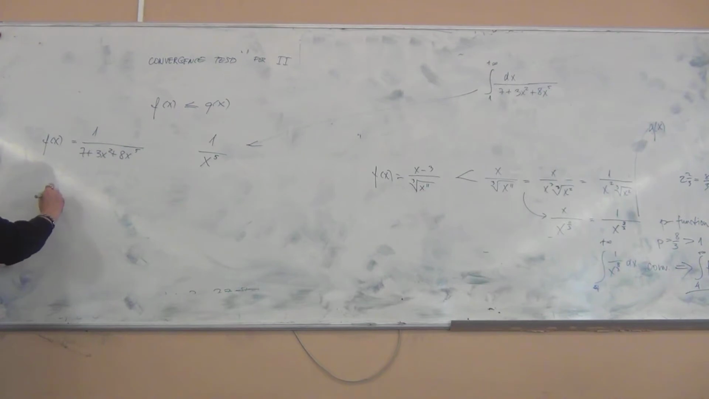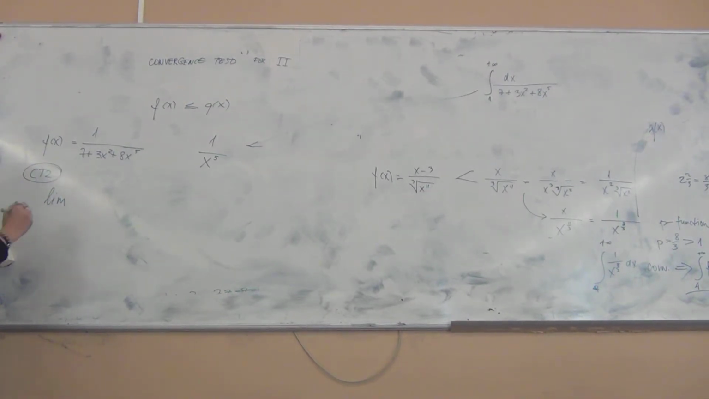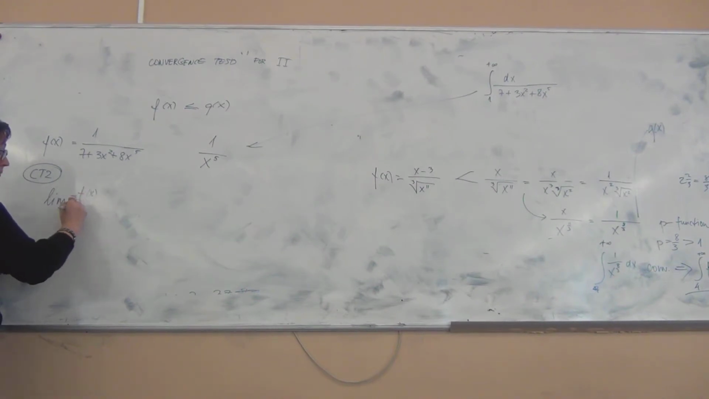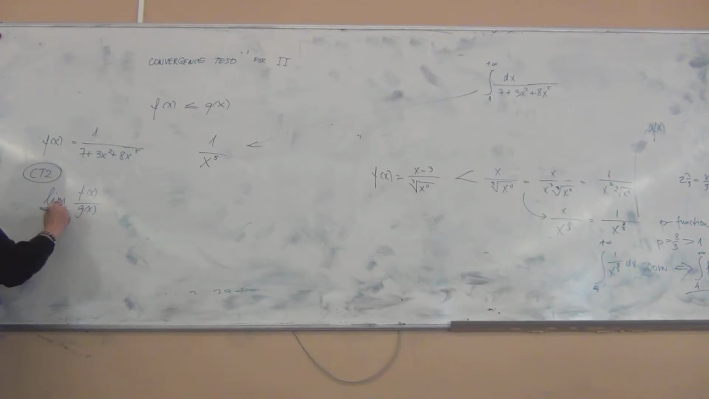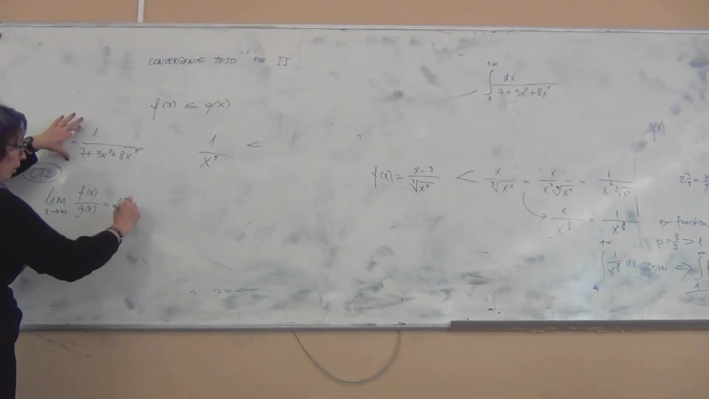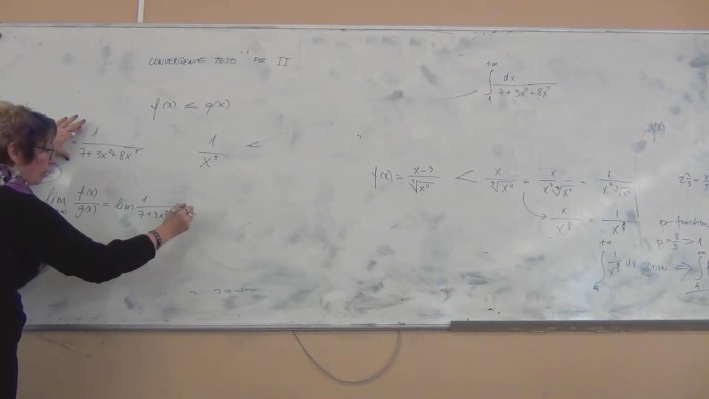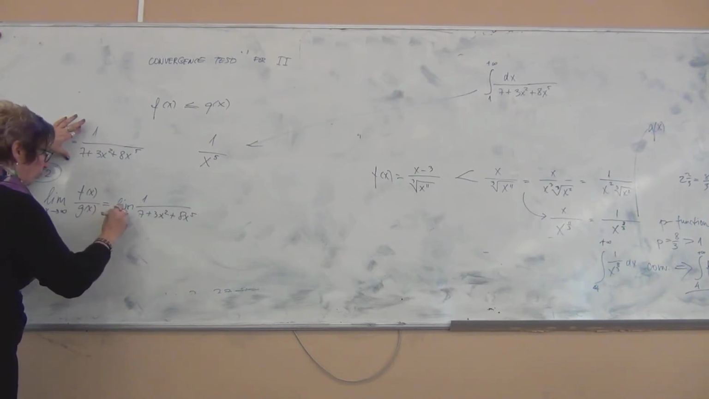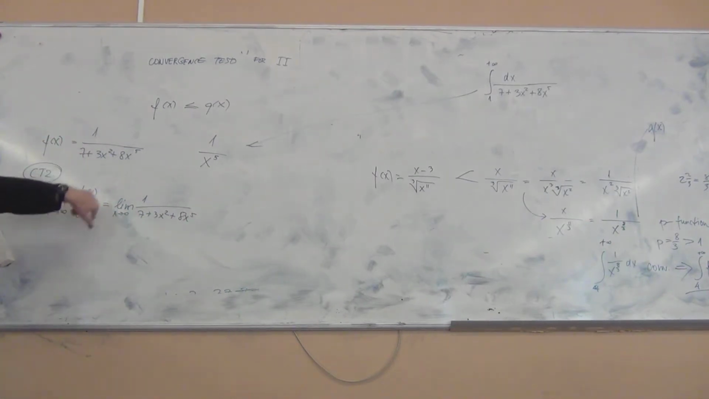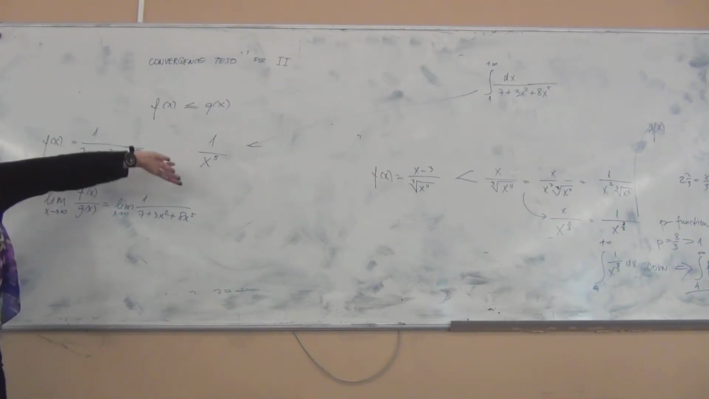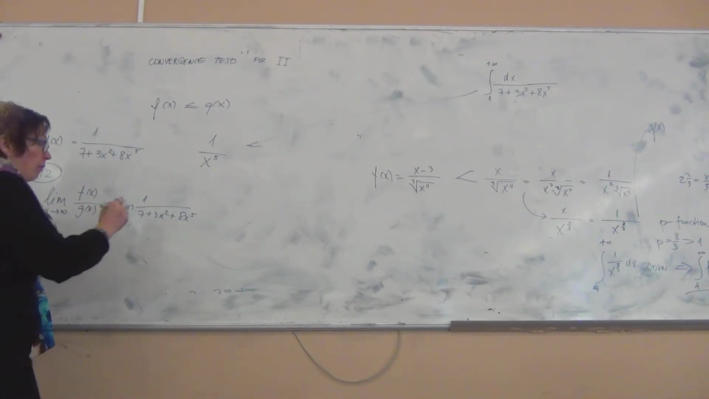So I'm writing the second comparison test. The limit of f ratio to g as x tends to infinity. So okay, I write the f function: the limit of 1 over 7 plus 3x squared plus 8x to the fifth, as x tends to infinity, divided by g. Divided by this means multiply by x to the fifth only.